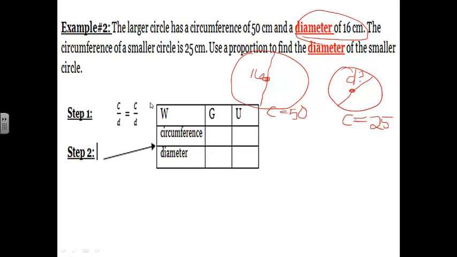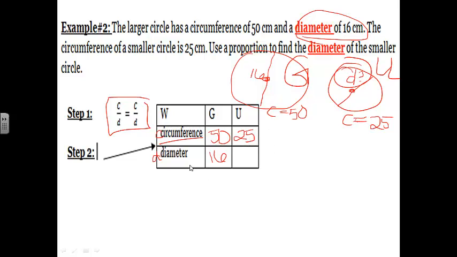Okay, so here we know our formula is c divided by d. So I have c divided by d. Okay, so now my big one's going to be my g because I have all the information. My small one's going to be the u because I don't have my diameter this time. Okay, so circumference here is going to be 50. My diameter is going to be 16. And then over here, my circumference of the small one is 25. And my diameter, I don't know, it's going to be my x.